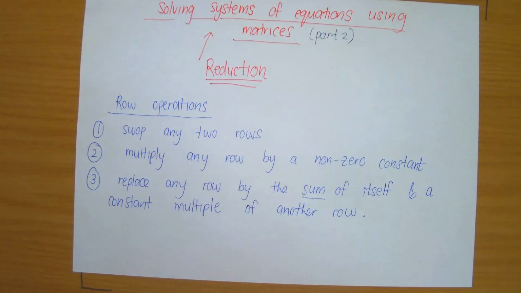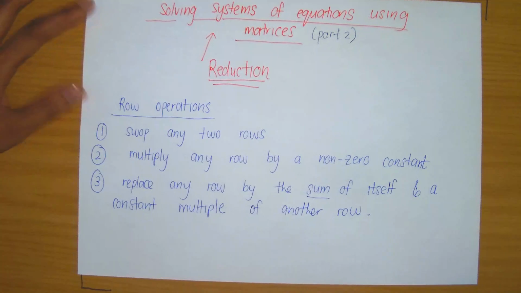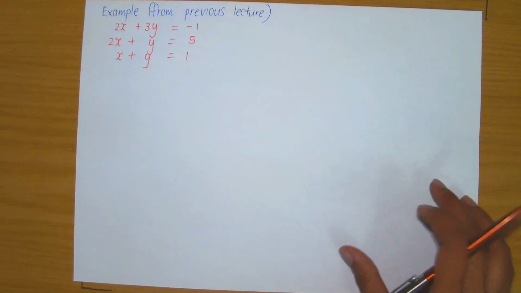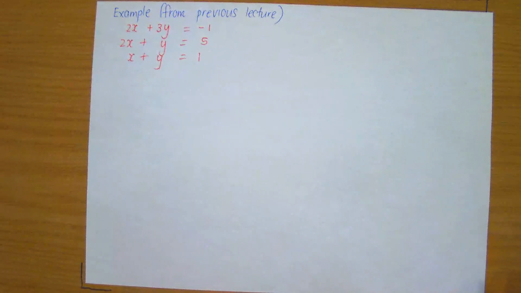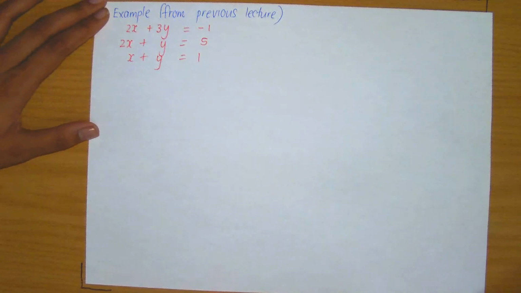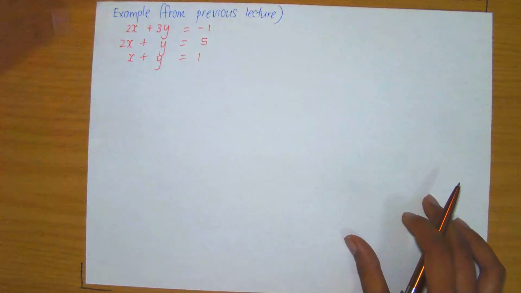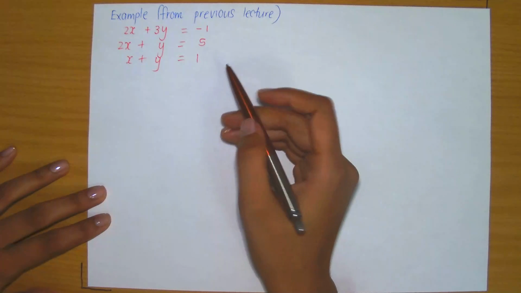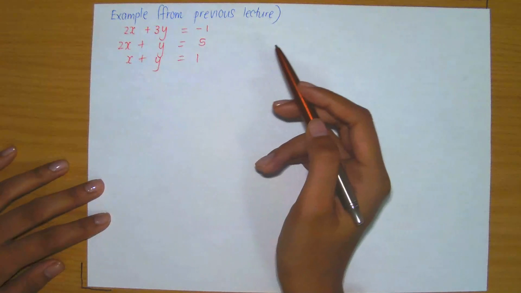Right, so what we're going to do now is go back to the example from our previous lecture. I'm going to spend time on this example so that you can understand the intricate steps and get a further explanation on how we had arrived at the final solution. Here was the example that we looked at in the previous video lecture. We had a system of 3 equations in 2 variables: 2x plus 3y equals minus 1, 2x plus y equals 5, and x plus y equals 1.